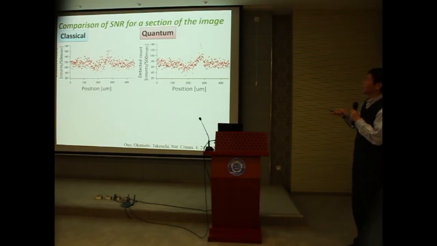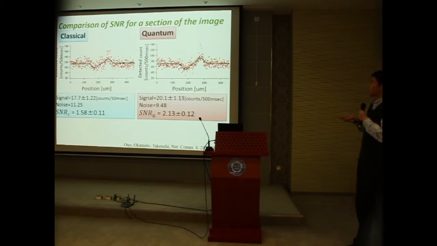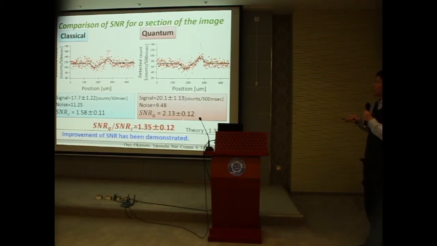And from this data, we are able to calculate the signal-to-noise ratio directly using these statistical fluctuations and this signal height. And the result is that the SNR we calculated with this data is 1.58, and SNR for quantum is 2.13. So the improvement factor is calculated to be 1.35 plus or minus 0.12. And this can ultimately be 1.44, square root of 2, when we use two-photon NOON state.